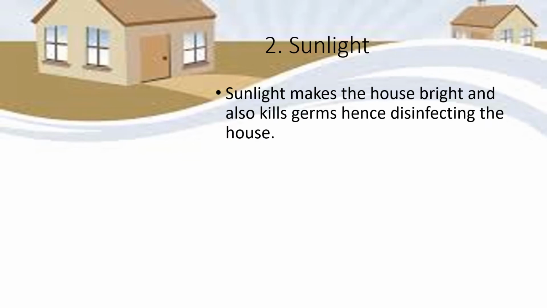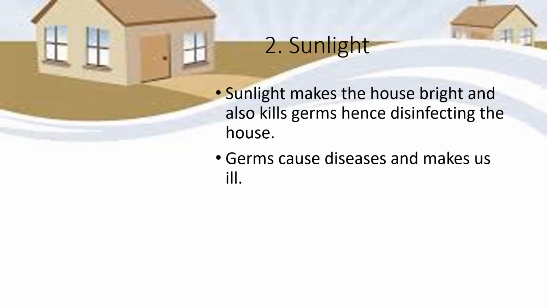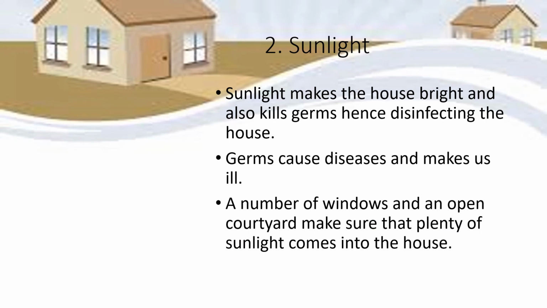The second one is sunlight. Sunlight makes the house bright and also kills germs, hence disinfecting the house. Every room should have plenty of sunlight. Germs cause diseases and make us ill. You all know that germs are very harmful for us. A number of windows and an open courtyard make sure that plenty of sunlight comes into the house.